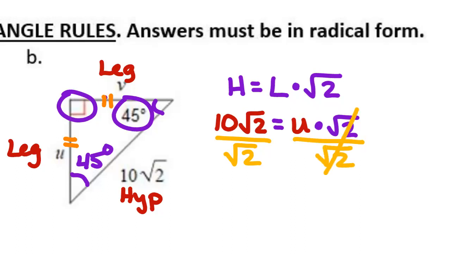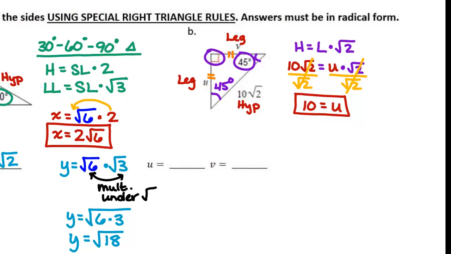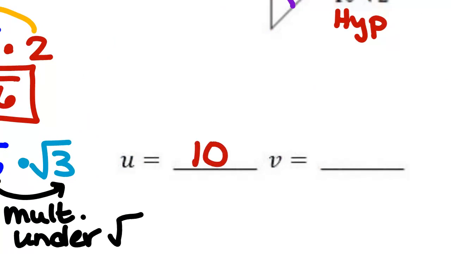So that makes it cancel out on the right. Is there a piece that it can cancel out with on the left? Yes, radical 2 cancels with radical 2. And so I'm left with just a 10 on the left-hand side and just u on the right-hand side. So u is 10. And that means v is how big? Also 10.